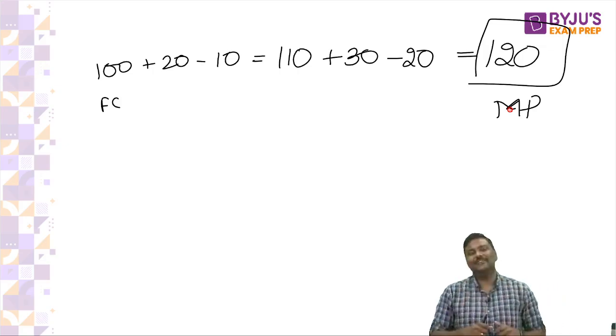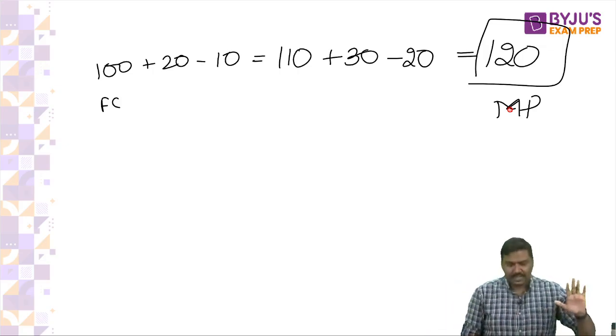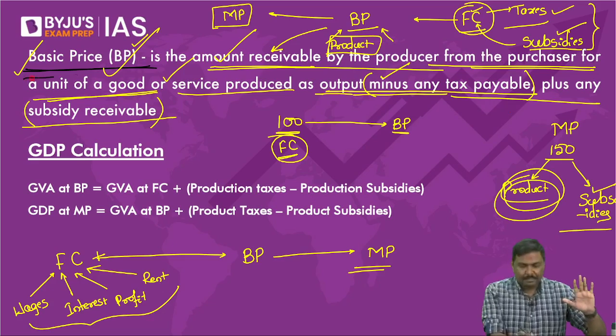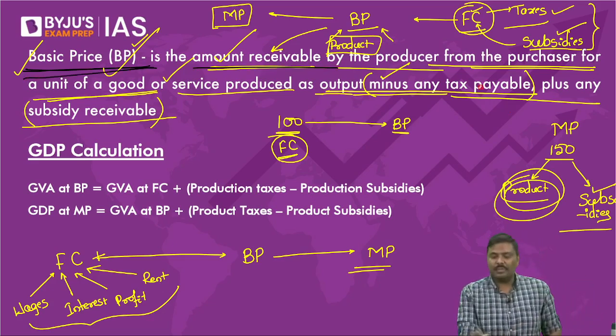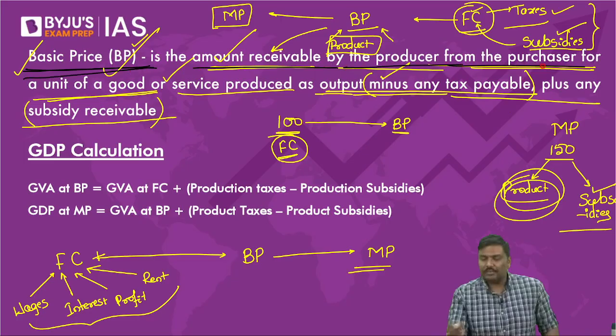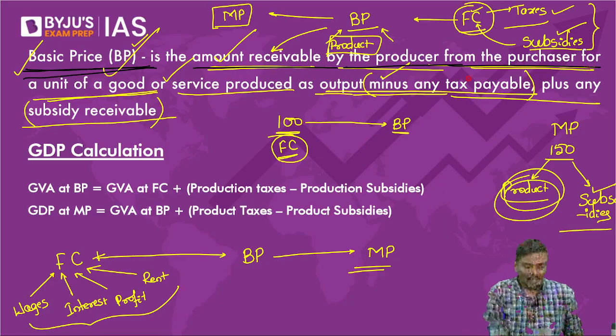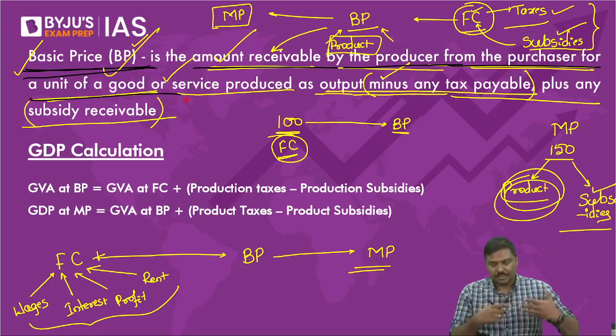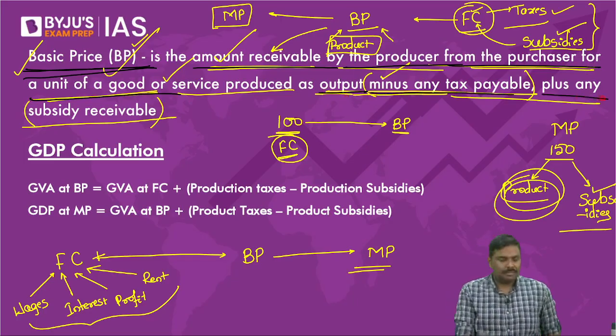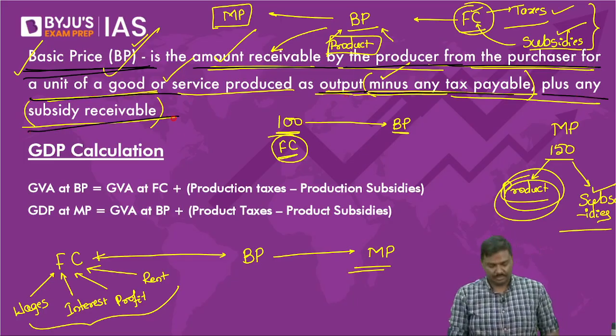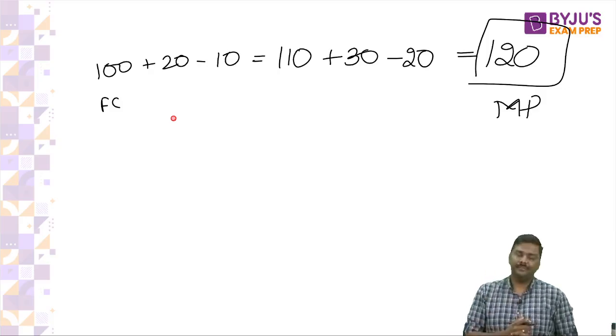Now look at the definition. Please look at the definition now. The basic price is the amount receivable by the producer from the purchaser. Purchaser means what? Customer. For a unit of good or a service that is produced as output minus any tax payable plus any subsidy receivable. Meaning what? Let me explain it.